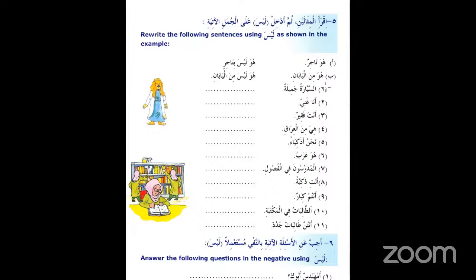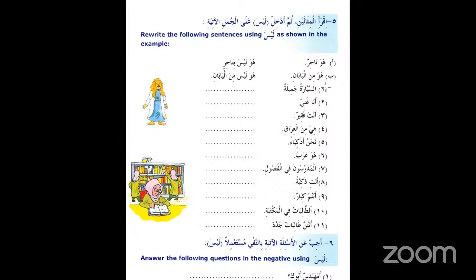Okay. هو من العراق. So هي ليست من العراق. You could say ليست من العراق as well. Or Sister Fatima Aslam, you could say هي ليست من العراق. Correct. Okay. نحن أذكياء. You could say نحن لسنا بأذكياء.